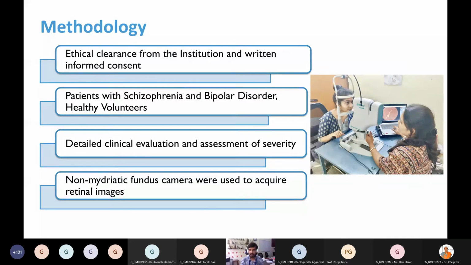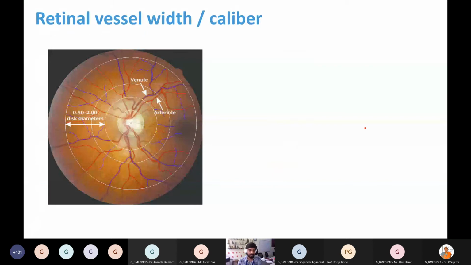We used a non-mydriatic camera, the one you can see on the screen, to acquire images, which means you need not put any drops in the eye. Some of the very interesting features we took, this one is very common: retinal vessel caliber, which means the width of the vessel. What you can see in red is arteries and in blue is veins. We took a specific region to find out the width of the vessel.